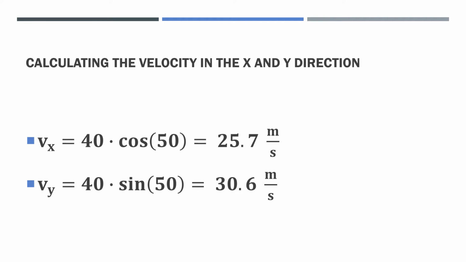The given velocity of the projectile being 40 meters per second, we need to multiply it by the cosine of the angle at which the rock is launched, 50 degrees. This will give the horizontal velocity. In order to solve for the vertical velocity, the velocity of the projectile, 40 meters per second, is multiplied by the sine of 50 degrees to get the vertical component of the velocity. This is shown by the two equations below.